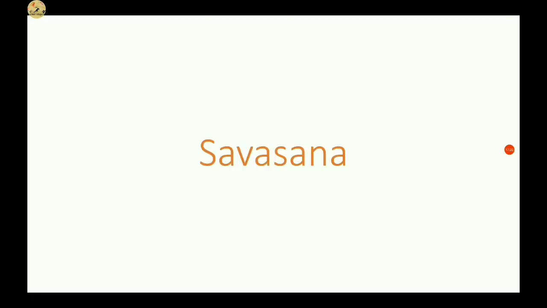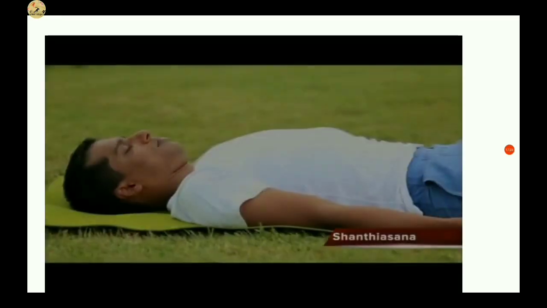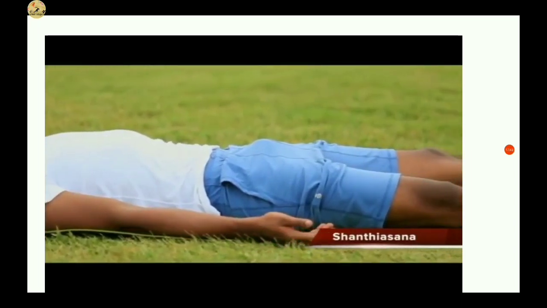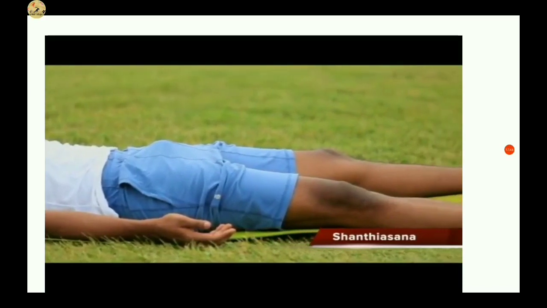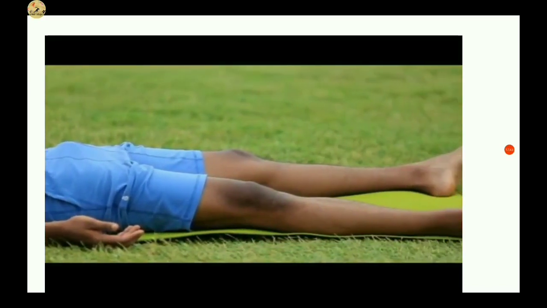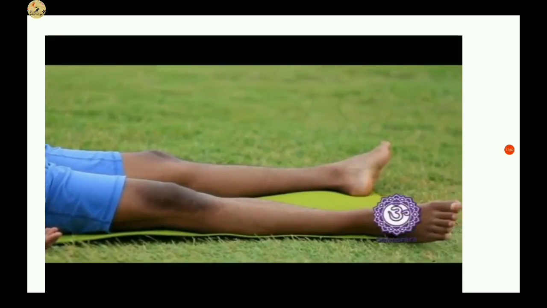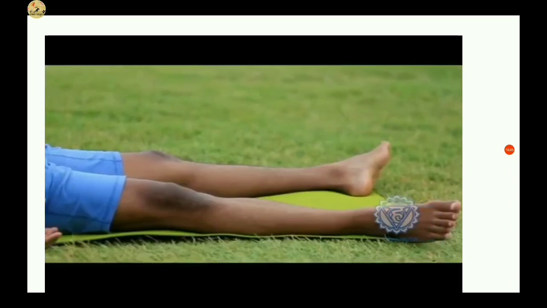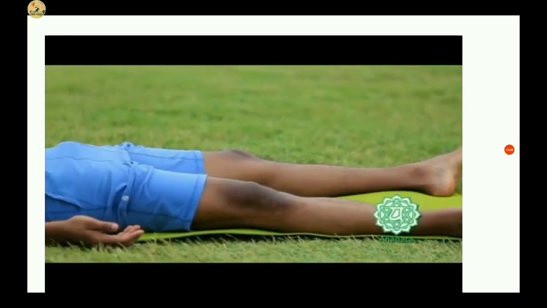Now we will discuss Savasana, its procedure and the benefits. Slowly lie down on the back. Shanti Asana, relaxation pose. Keep your legs apart, your arms apart. Gently close your eyes. Keep your breathing normal. Relax your awareness. Relax your concentration. Spread your relaxed awareness to the whole body.